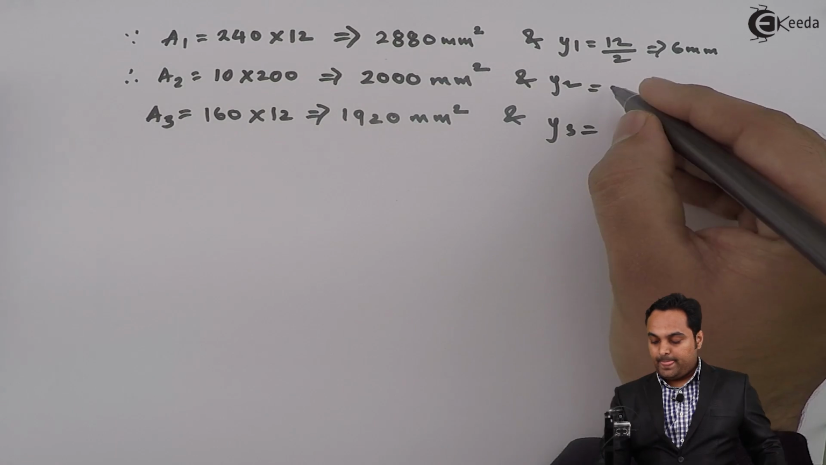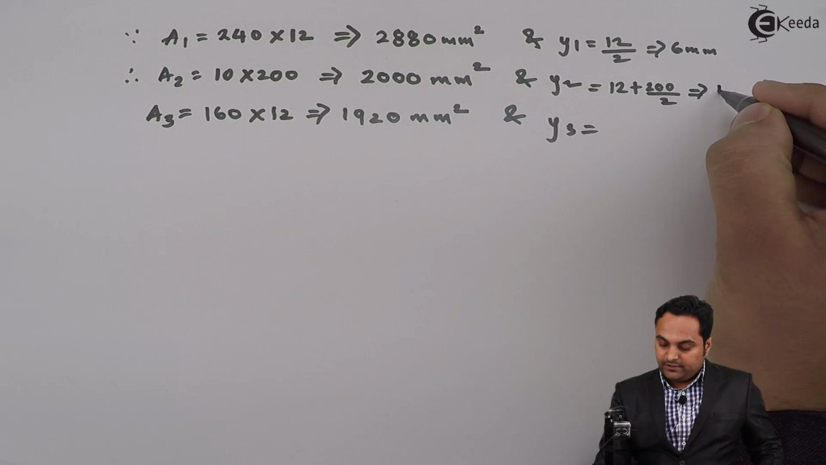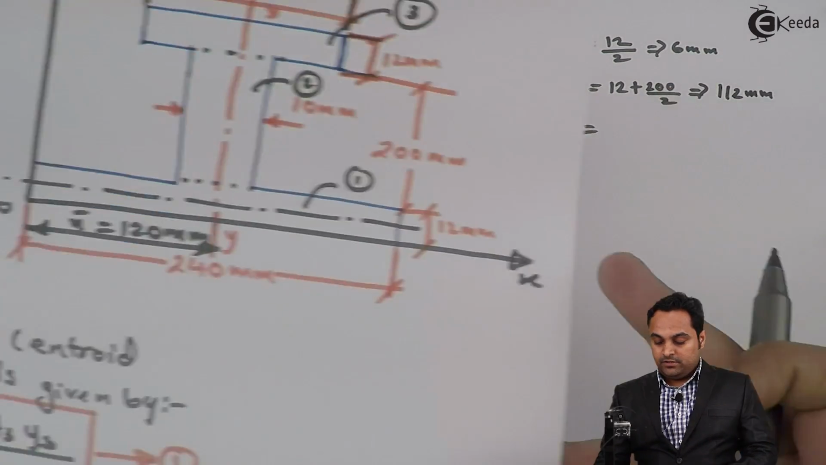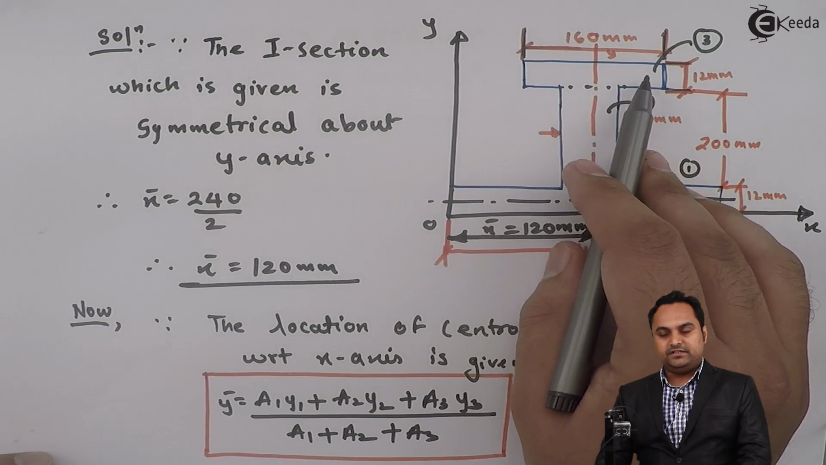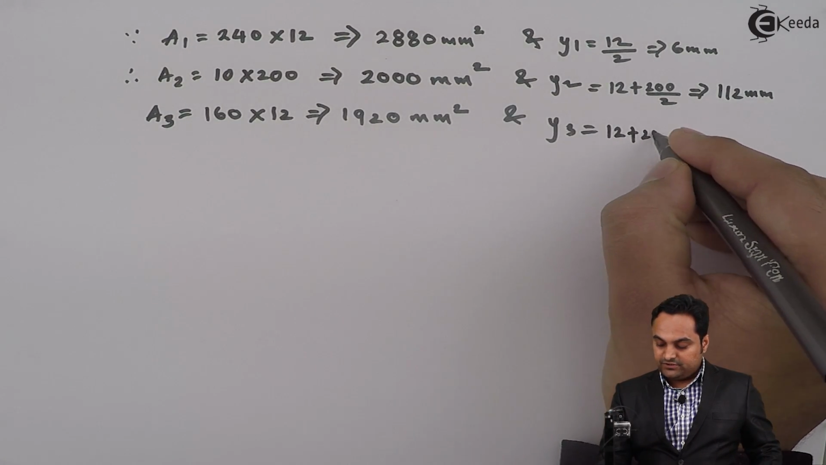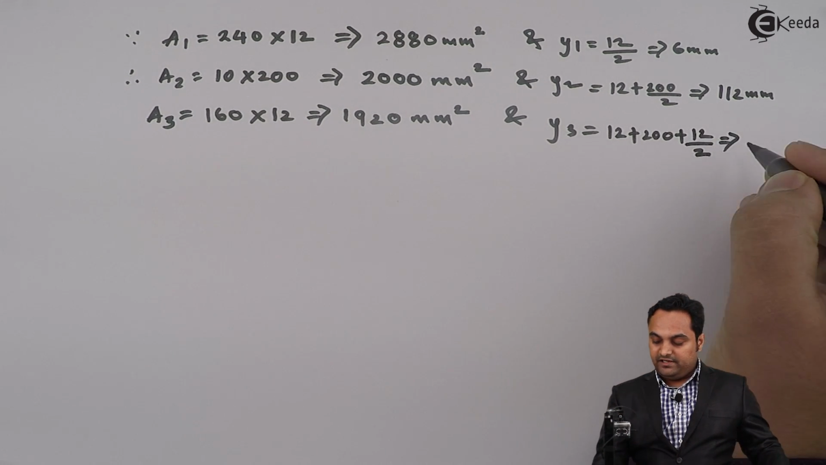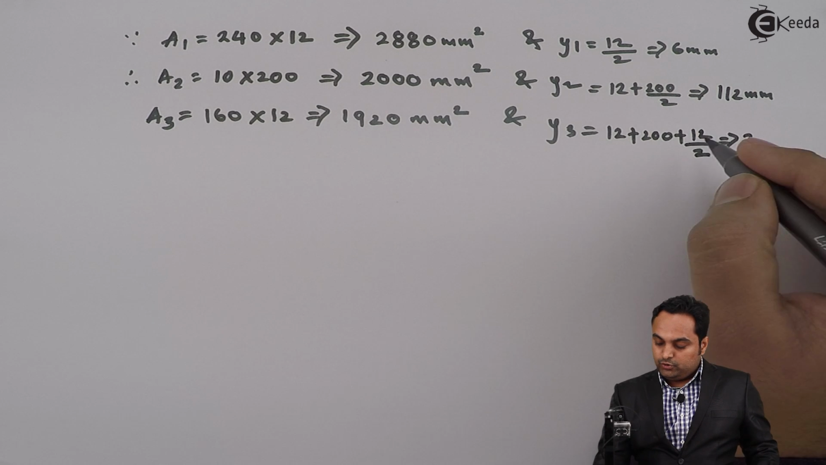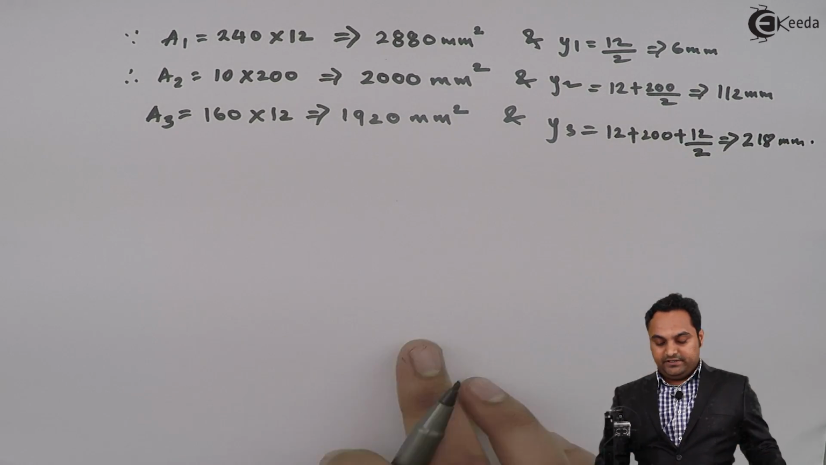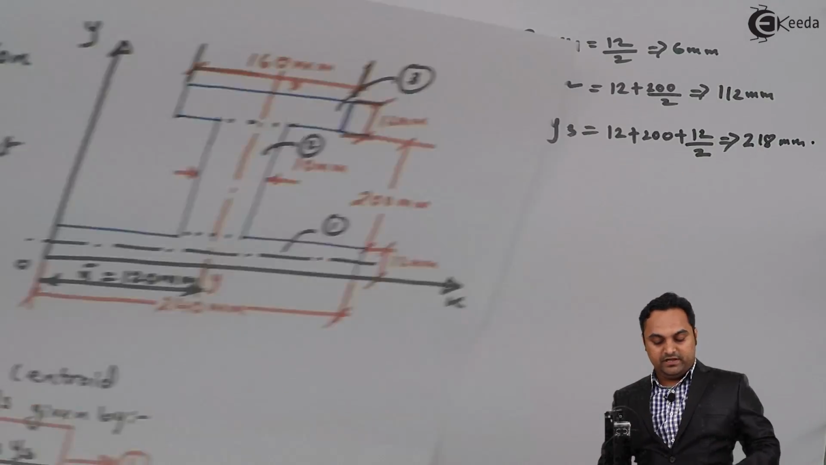Next y2 is the x-axis for the second rectangle, that will be 12 plus half of 200, so it is 112 mm. Next y3 will be, this rectangle 3 is starting after 12 plus 200, so 12 plus 200 plus half of 12, so y3 value comes out to be 218 mm. Now after getting the respective values, we can put them in equation number 1 to get y bar.